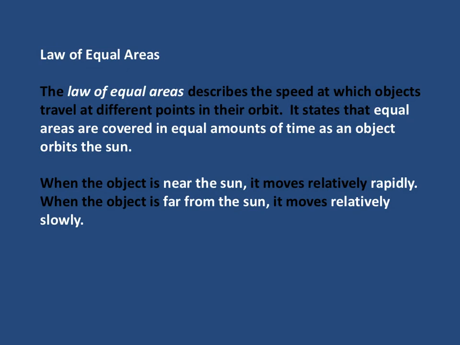The second law is the law of equal areas. Now this one sounds kind of confusing, but it's pretty simple to understand. It describes the speed at which objects travel at different points in their orbit. It states that equal areas are covered in equal amounts of time as an object orbits the sun. So when an object is near the sun, it moves fast. When an object is far from the sun, it moves relatively slowly.